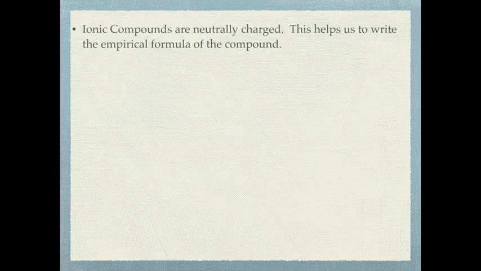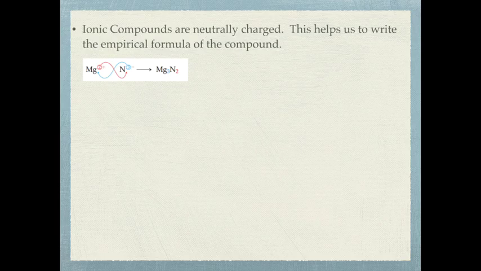The empirical formula for an ionic compound is the only formula we have, because for every one sodium ion you have one chloride ion. So while you'll have molecular and empirical formulas for molecular compounds, you will not for ionic compounds. And so when we're writing the formula for an ionic compound, you're going to take the two charges and you're going to cross them.